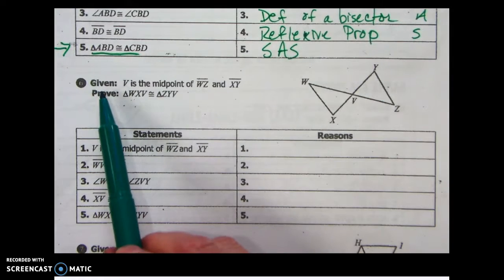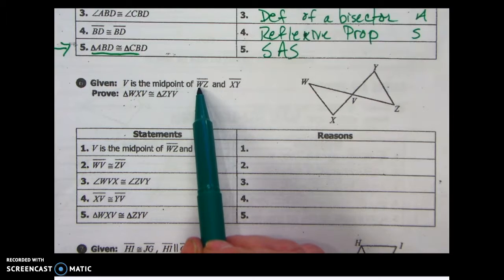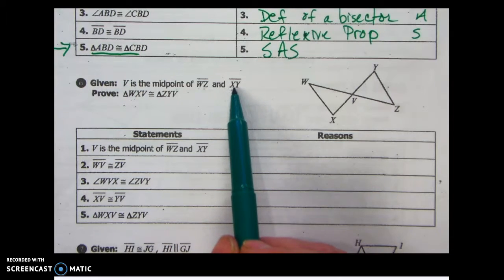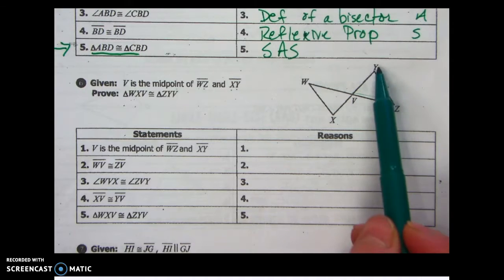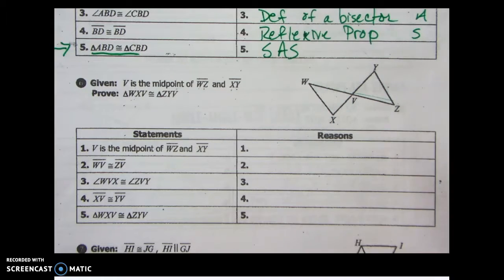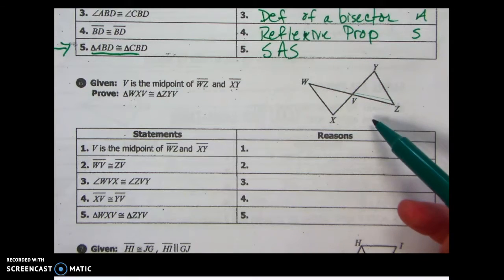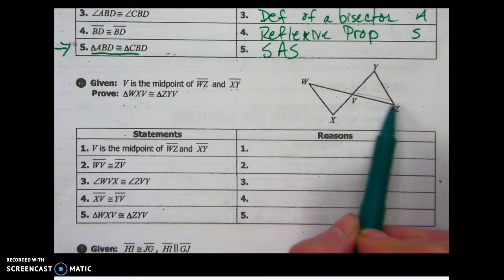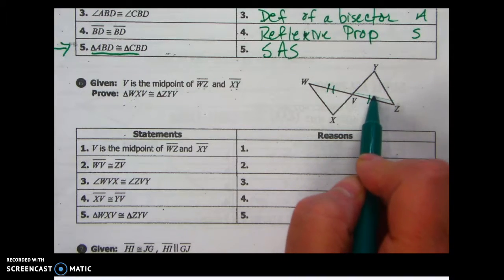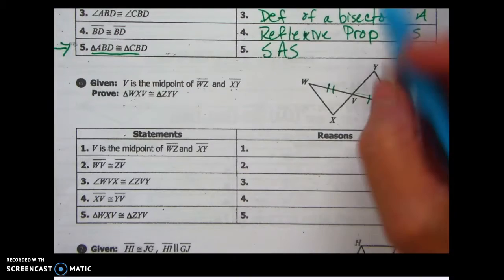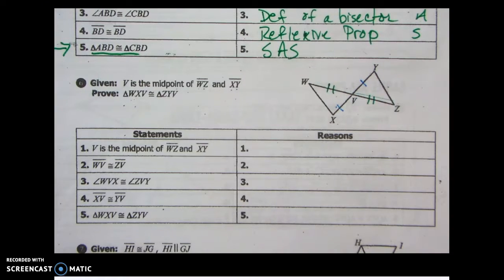Okay, so we've got given information. V is the midpoint of WZ and XY. So V is the midpoint of WZ and XY. Okay, that doesn't necessarily mean that all four of these sides are congruent to each other. This is the midpoint and divides this line into two congruent parts. So that is congruent to that. And this is congruent to that.